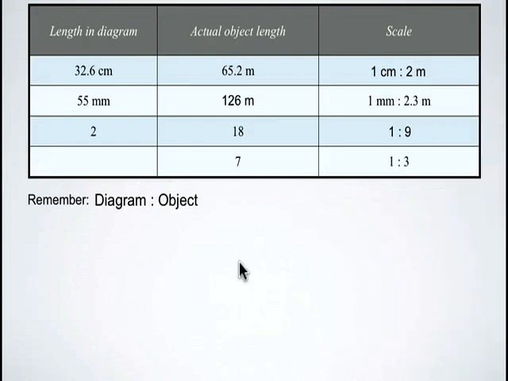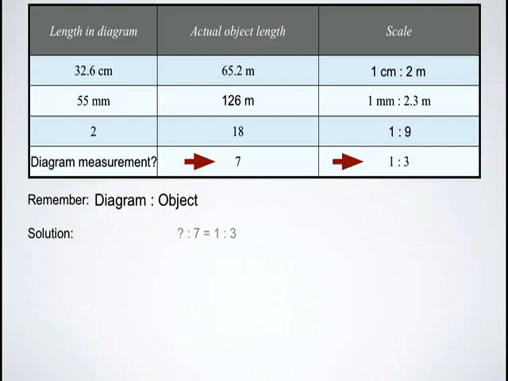And the last entry, we're looking for a diagram measurement. We have the actual length of the object, which is 7, and we have the scale, which is 1 to 3. So our unknown length on the diagram to 7 equals 1 to 3. And again, there are no units to worry about in this example.